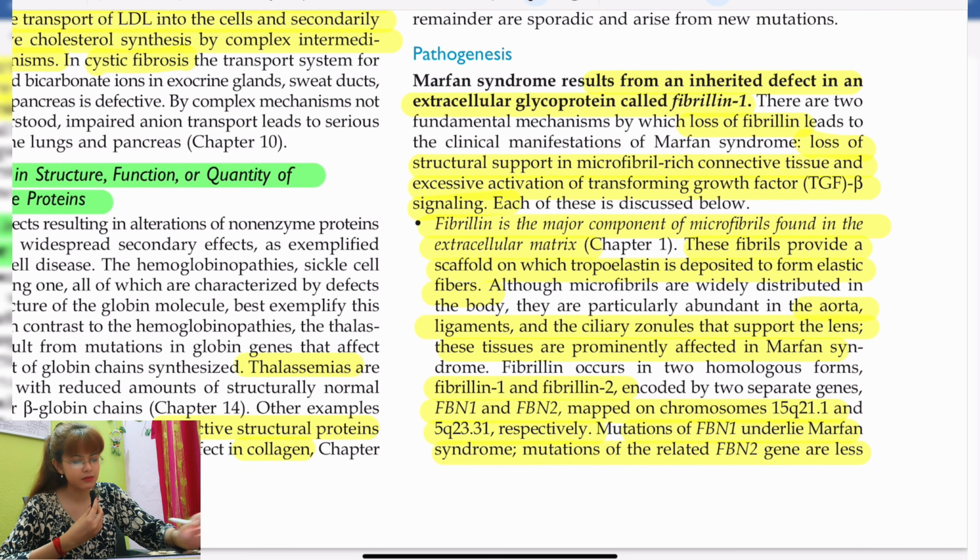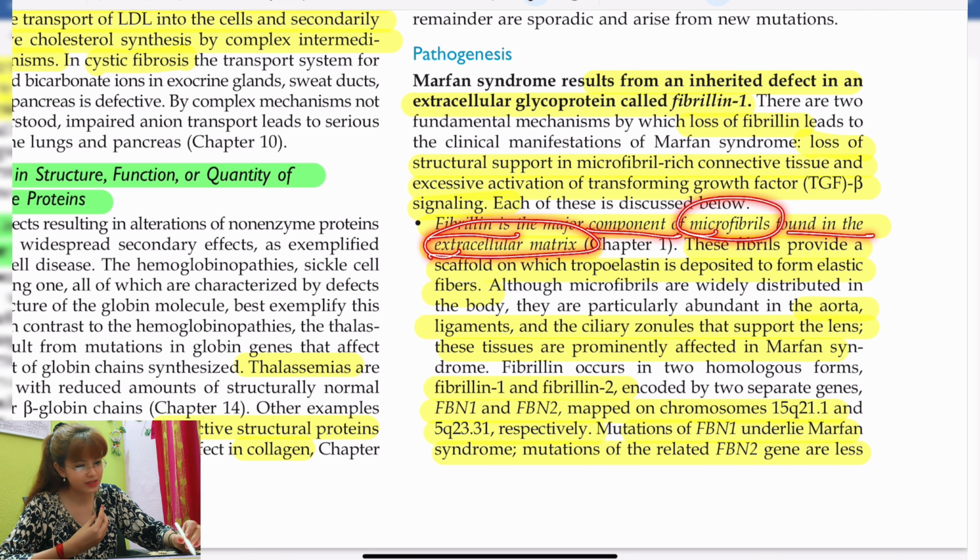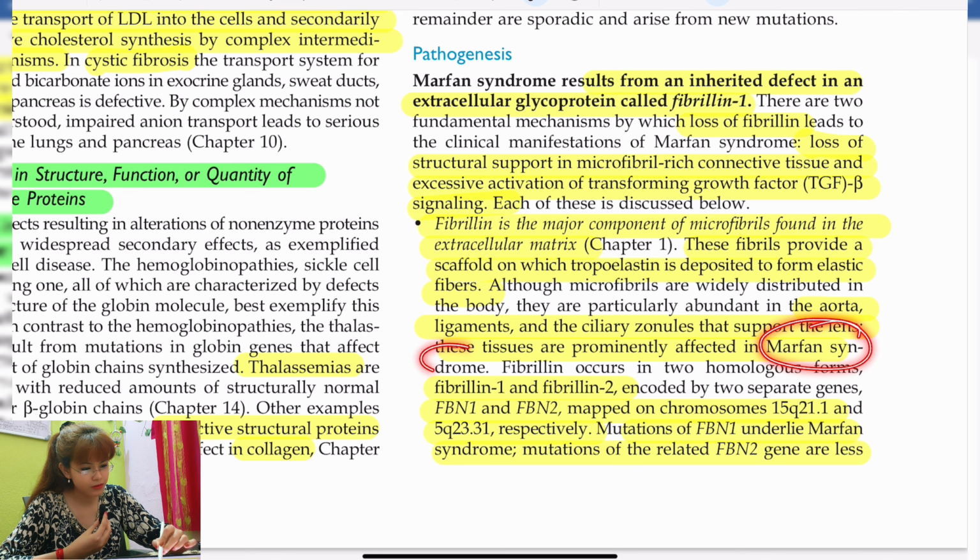Now, what is the mechanism? So we know that fibrillin is a major component of the microfibrils, which are found in the extracellular matrix, and these fibrils provide a scaffold on which tropoelastin is deposited to form elastic fibers, which are abundantly present in the aorta, ligaments, and ciliary zonules that support the lens. All these tissues are affected, therefore, in Marfan syndrome.